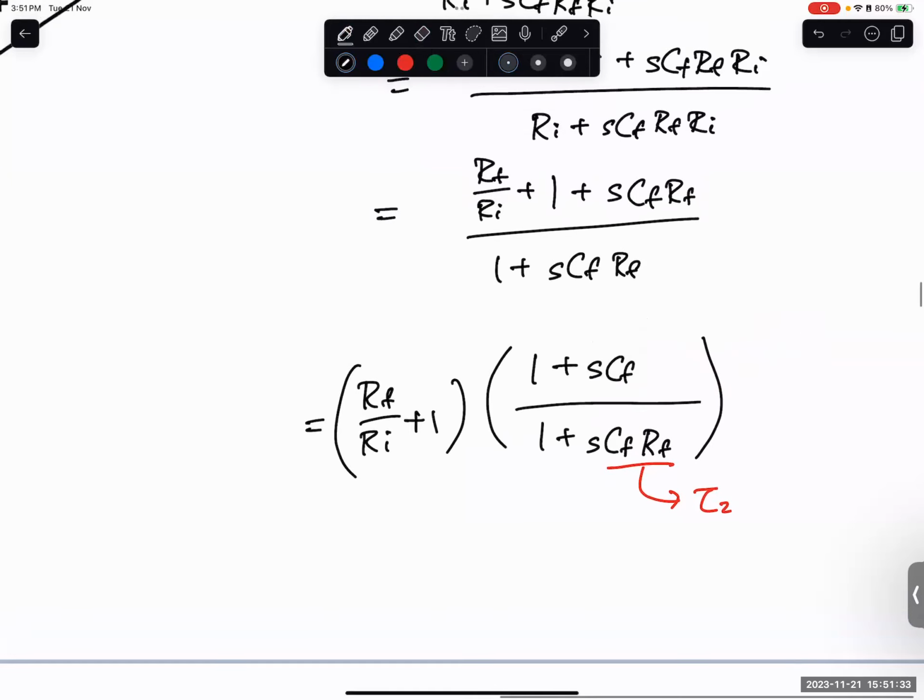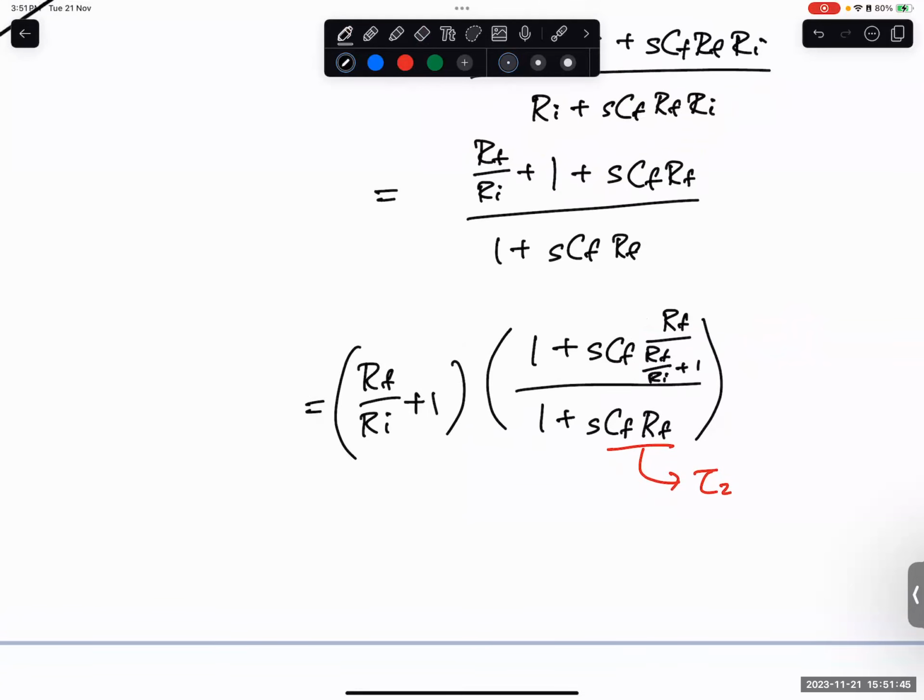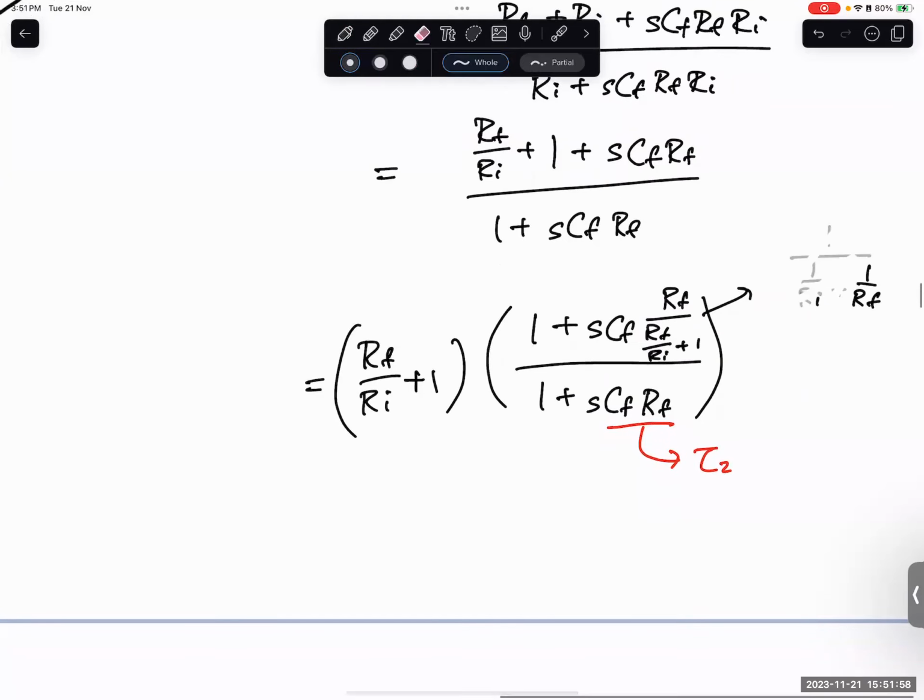So on top here is just RF divided by RF over RI plus 1. But then the RF cancel out. So this one is actually just 1 over RI plus 1 over RF, which is actually just RI and RF in parallel.